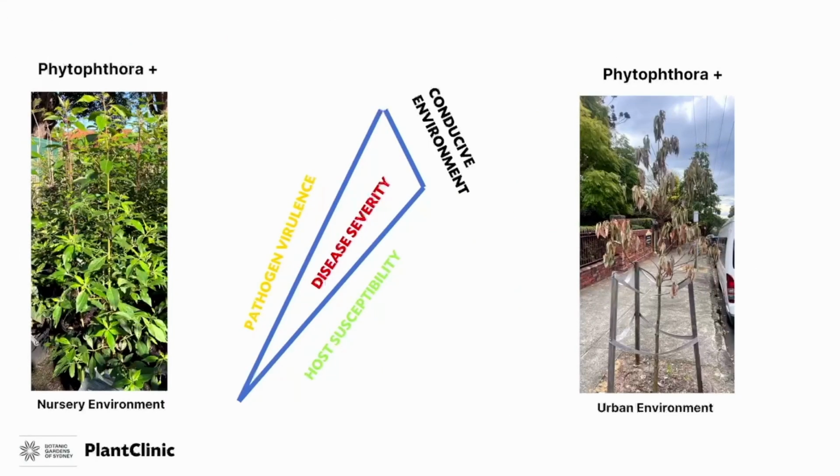So here's just an example of a non-conducive environment. This Lophostemon is growing in a nursery. It's actually infected with Phytophthora, and there are virtually no above ground symptoms. There's maybe some slight chlorosis, but you move that into the urban environment, a very harsh environment, and the tree rapidly succumbs.